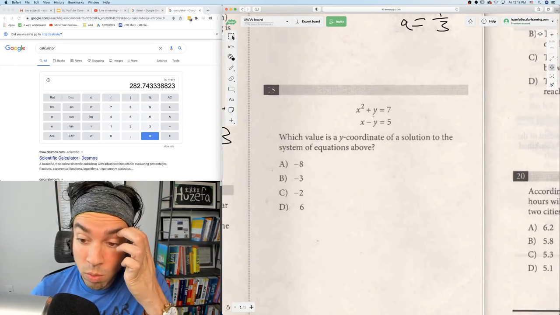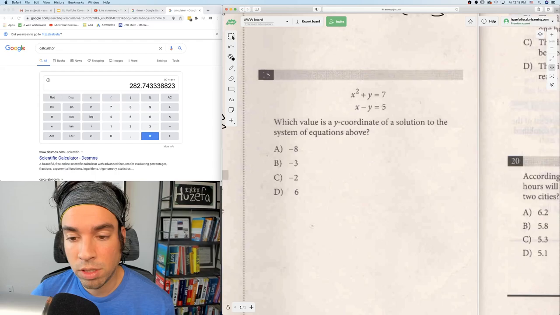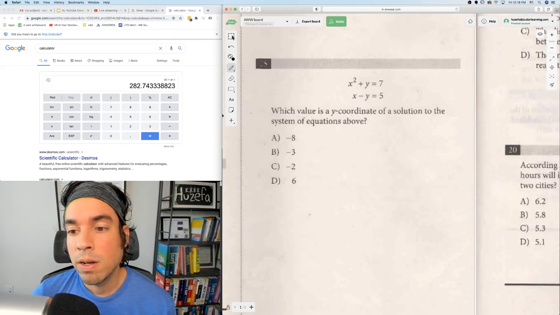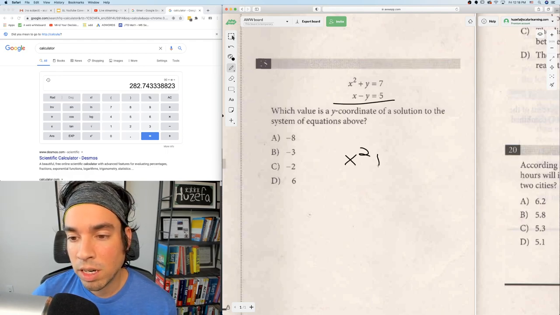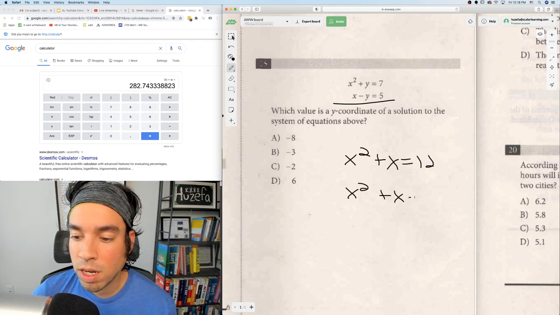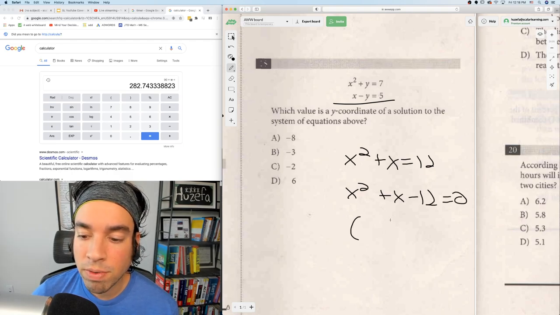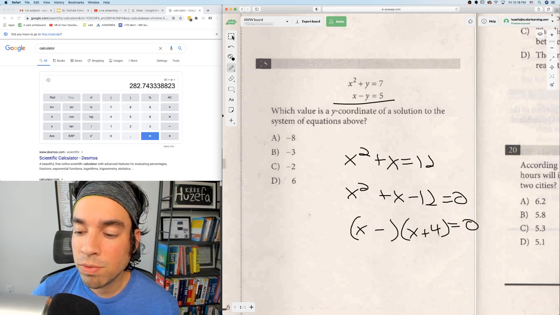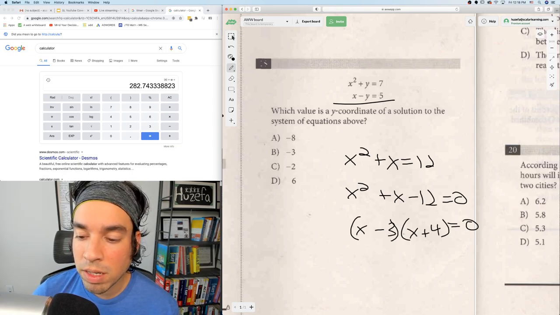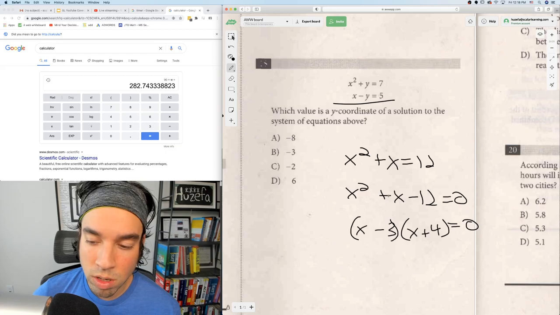18, which value is a y-coordinate of a solution to the system of equations above? All right, I'm going to use elimination. I'm just going to combine these because I see the y's cancel out nicely. So I get x squared plus x equals 7 plus 5, which is 12. Subtract 12 from both sides, and it equals 0. Then factor: x plus 4, x minus 3, because those multiply to negative 12 and add to positive 1, that's the middle term.